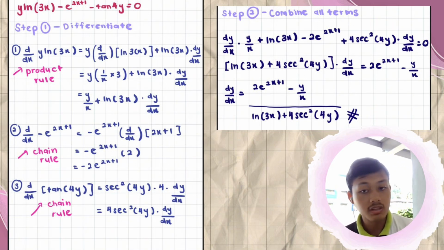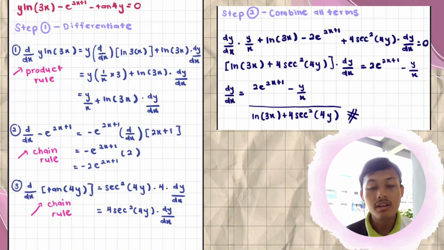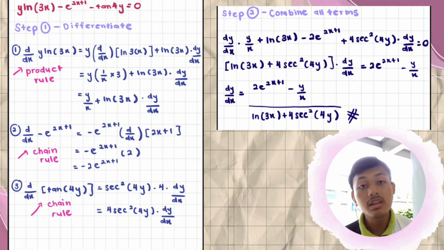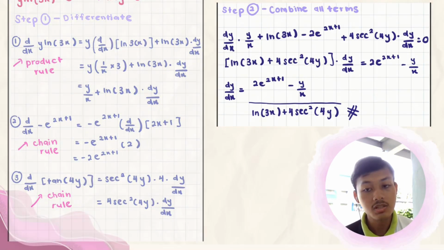So we factor out dy/dx, move everything to the other side, and finally solve the equation, producing the answer dy/dx equals negative y over x plus 2e to the power of 2x plus 1, over ln 3x minus 4 secant squared 4y.